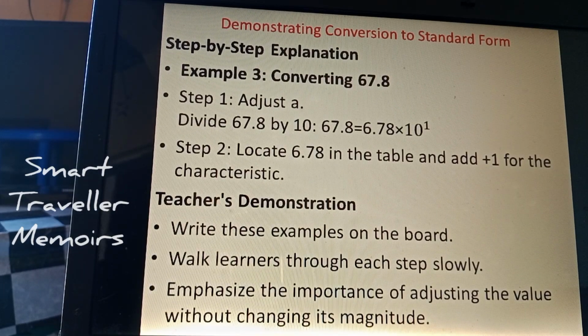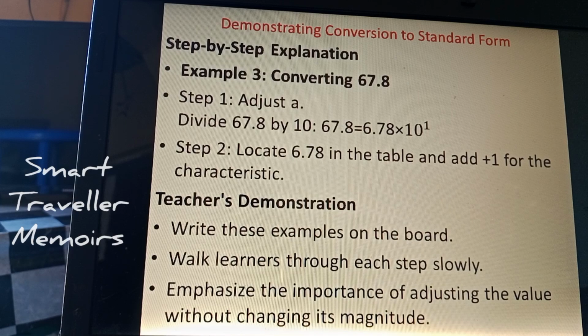Convert 67.8. Step 1, adjust. Divide 67.8 by 10, you get 6.78 times 10 to the power 1. The decimal has moved just one step. To move from 67.8 to 6.78, the decimal point just moves one step, and that is why 10 is raised to 1. Step 2. Locate 6.78 in the table and add plus 1 for the characteristic.